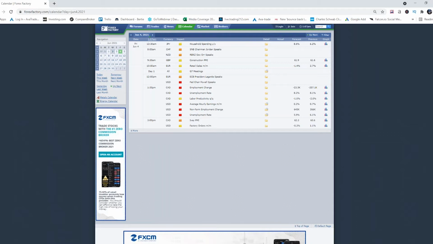So overall, what this data really does is give us information about the US economy, about the labor market, how the labor market is really performing in the United States. Because the Federal Reserve, which is the central bank in America, looks at this data very, very closely. And on the back of that, the Federal Reserve decides on its monetary policy based on this number.